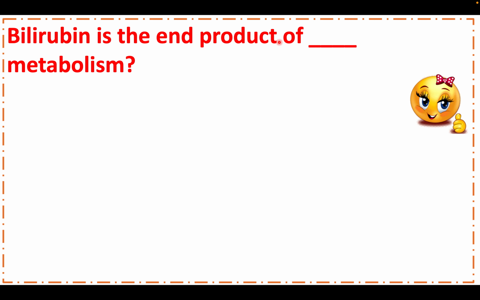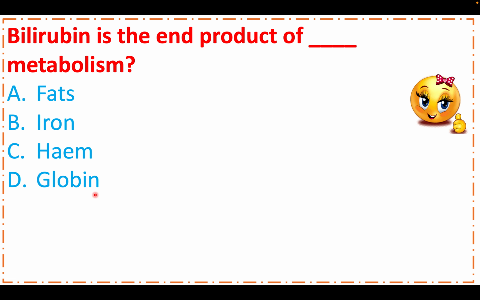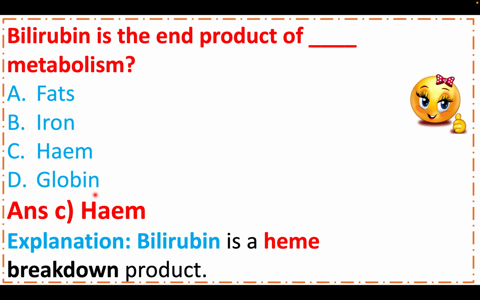Bilirubin is the end product of dash metabolism. Option A, fats. B, iron. C, heme. And option D, globin. So the correct option is C, heme. The end product of heme is bilirubin.